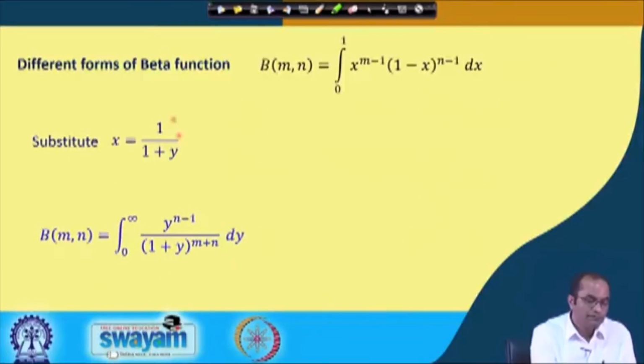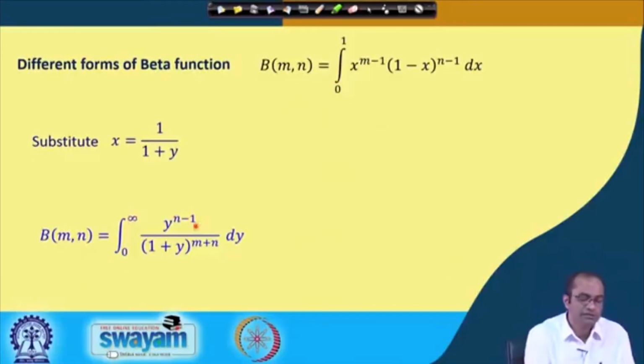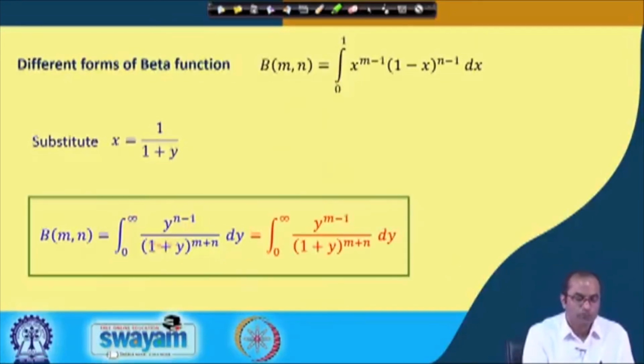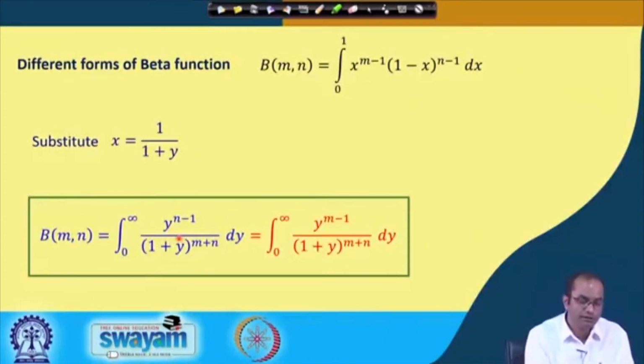We should note that with this substitution the integral limits changed completely. In the original integral it was 0 to 1, but this is also the same function, now having 0 to infinity. Or, because this is a symmetric function, in beta m n we can replace m by n and n by m, and the value will not differ. So, we have y power m minus 1 and 1 plus y power m plus n. So, this integral or that integral, they have the same value, beta m n.